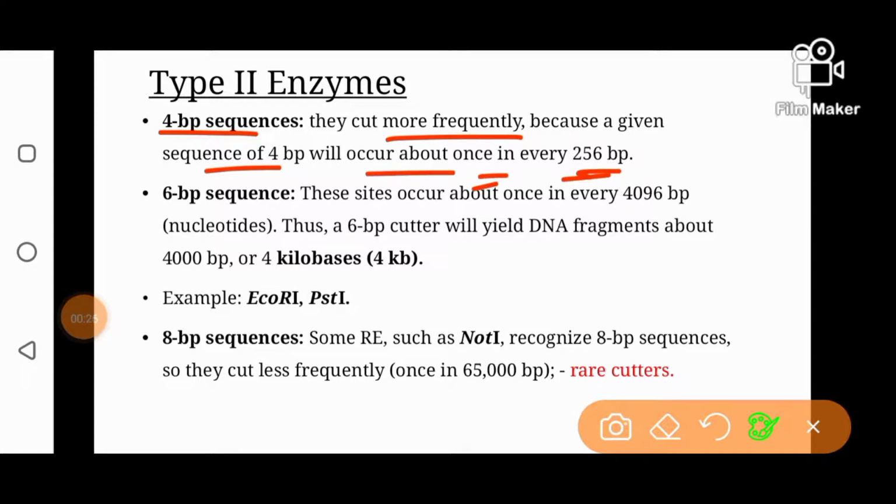Let me tell you how we calculate this number. We have 4 nucleotides: adenine, guanine, cytosine and thymine, and the length of this sequence is also 4 base pairs. So we will calculate it by multiplying 4 times 4, that is 4 raised to the power 4. We will get this number.